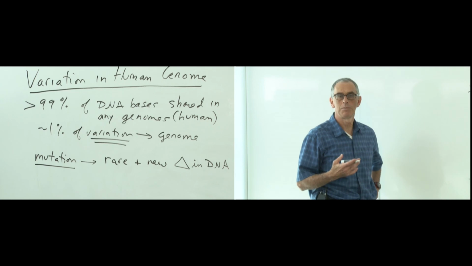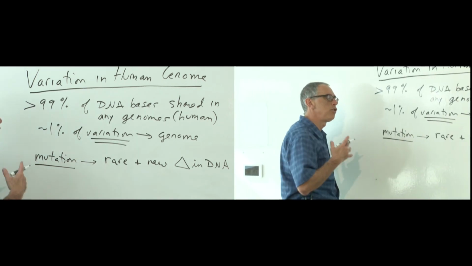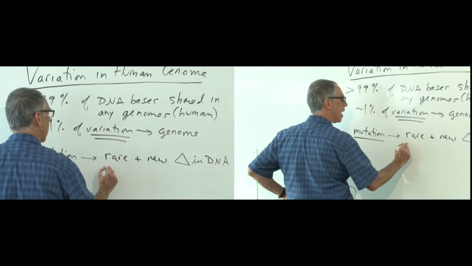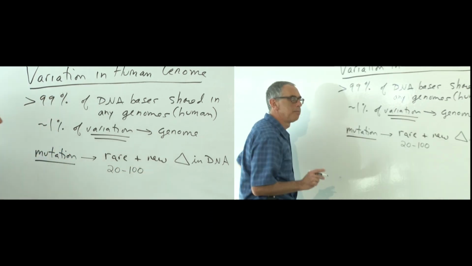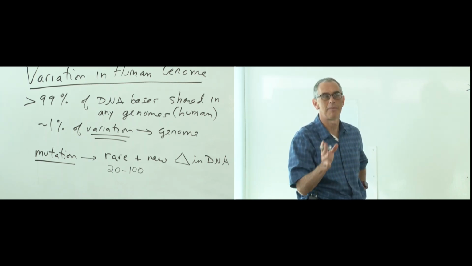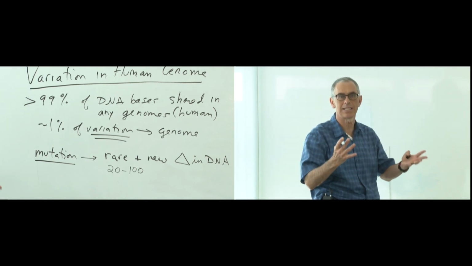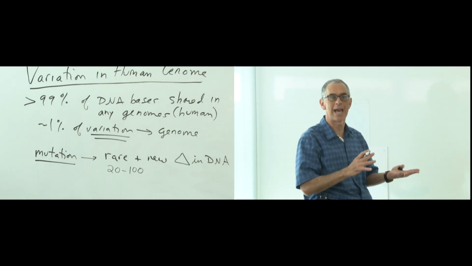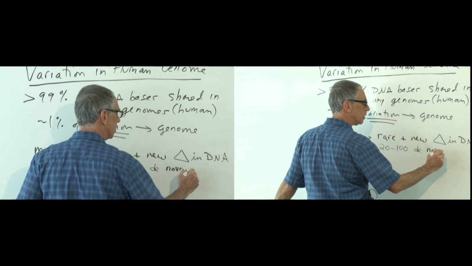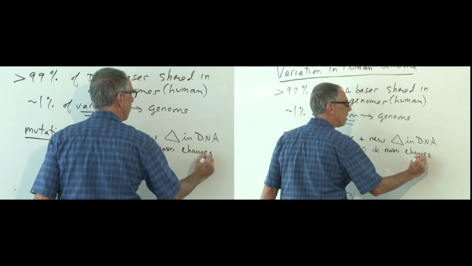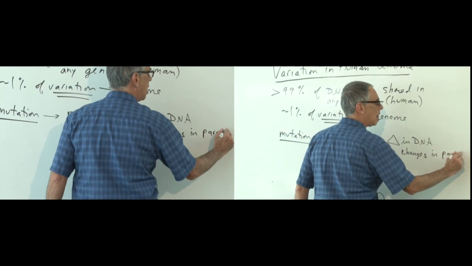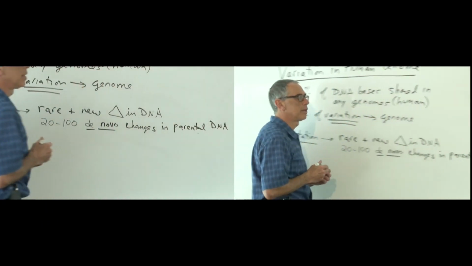Recent DNA genome sequencing has shown us that when you have a new human, a baby, that baby will have something like 20 to 100 positions in its genome that have novel changes that were not present in the mom or the dad. You can think of these as mistakes that were made in copying the mom and dad's DNA. We call them de novo mutations, or changes in the parental DNA. That's worth considering for a moment.